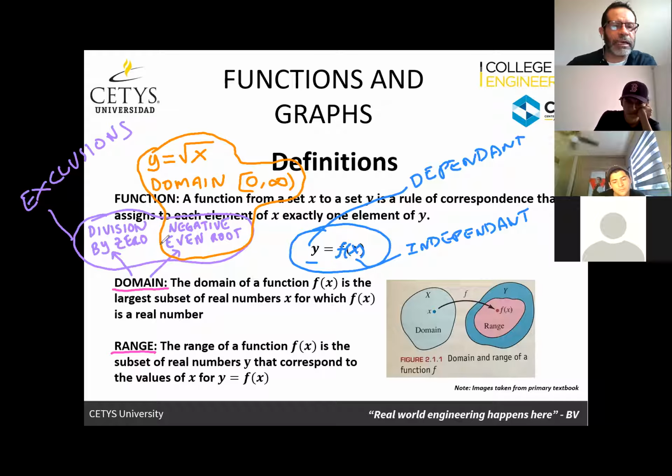Now let's give an example over here. Let's say that y equals 1 divided by x minus 1. Okay. Let's see.